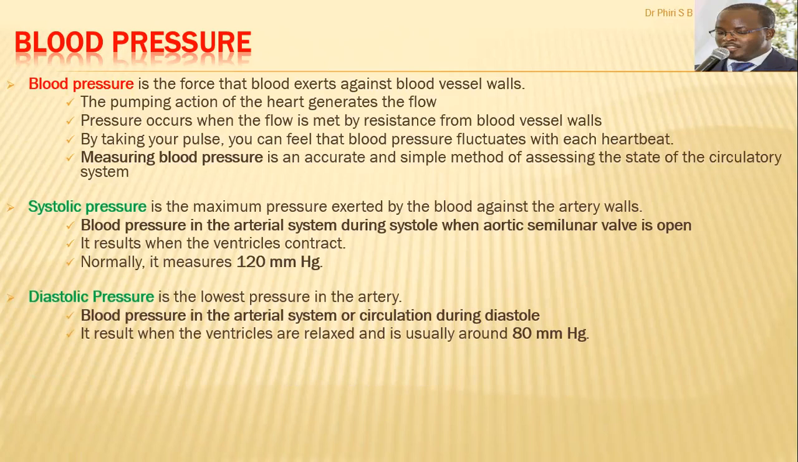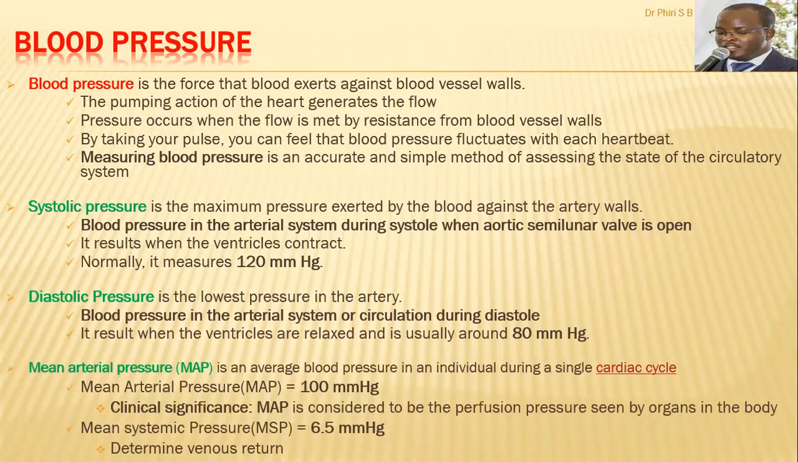So blood pressure sometimes is expressed as systolic pressure over diastolic pressure. In this case, it would be 120 over 80 millimeters of mercury, which is normal on average when you're looking at an adult man.